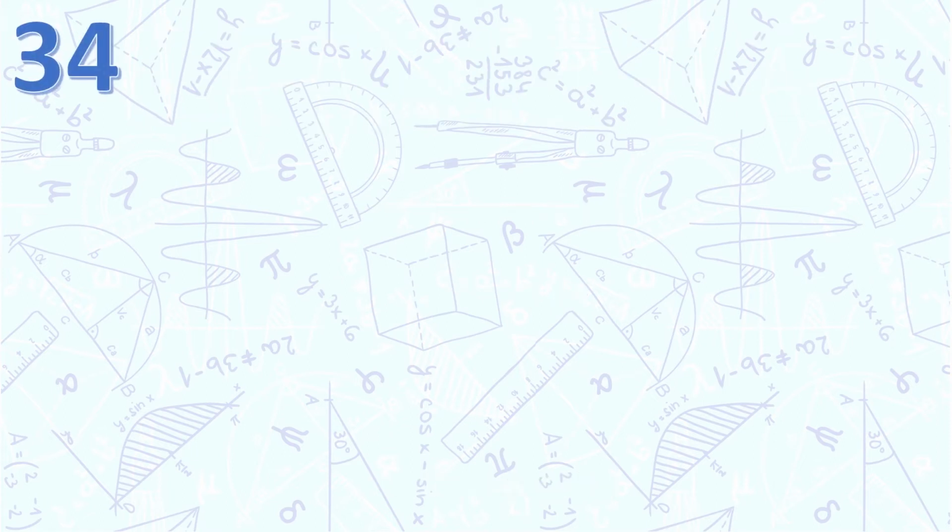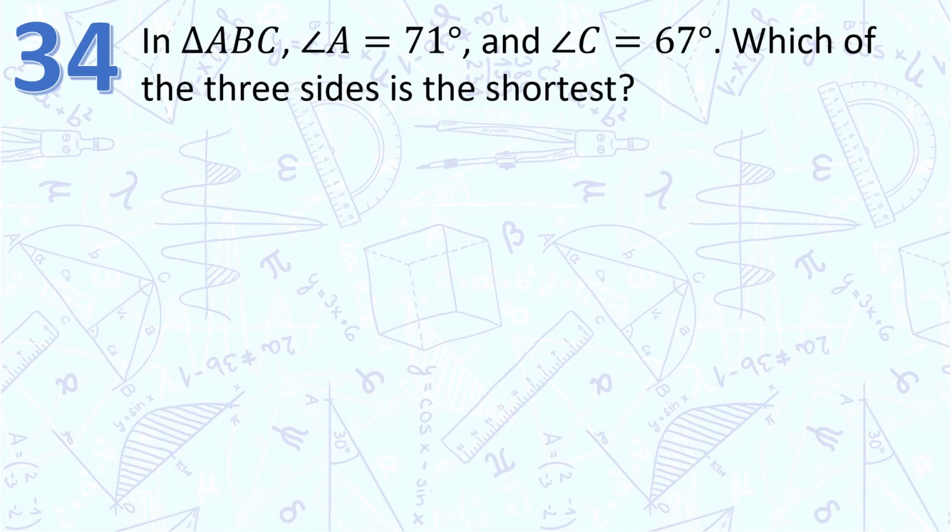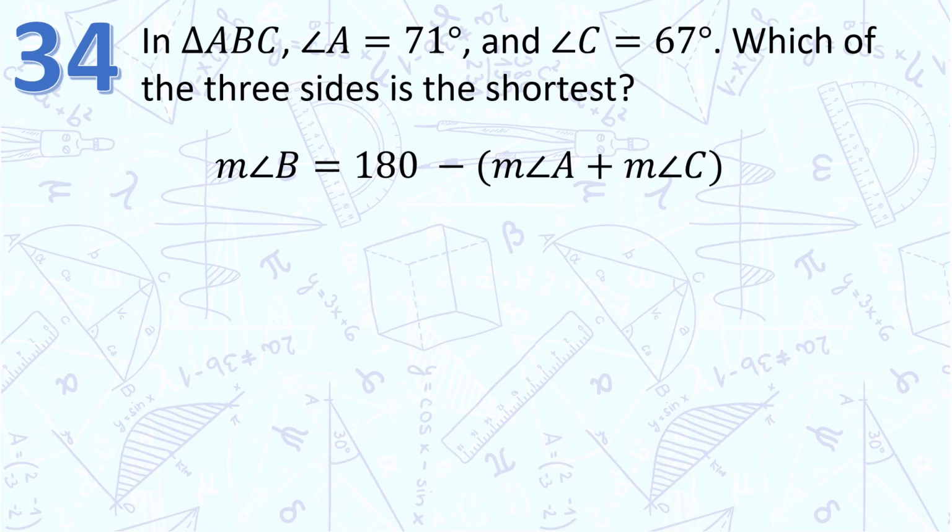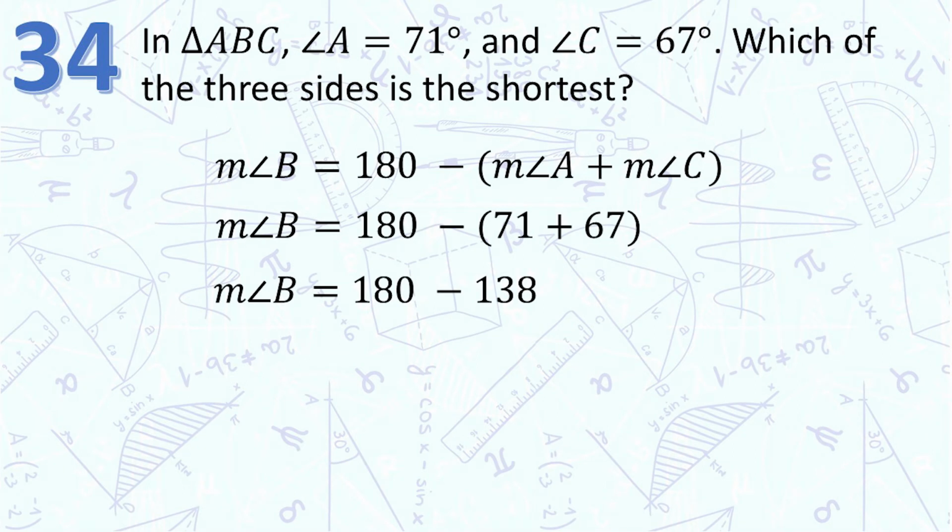Next number. In triangle ABC, angle A is 71 degrees and angle C is 67 degrees. Which of the 3 sides is the shortest? If angle A is equal to 71 and angle C is equal to 67, then the measure of angle B in the triangle is 180 minus the sum of the measures of angle A and C. That will be 180 minus (71 plus 67). Therefore, the measure of angle B is 42 degrees.